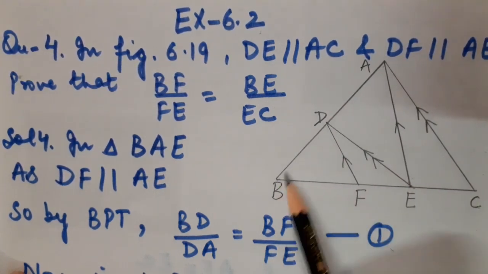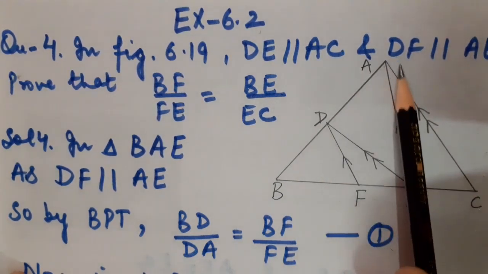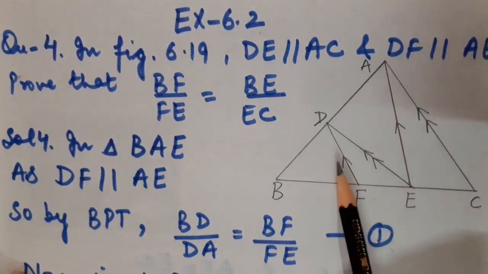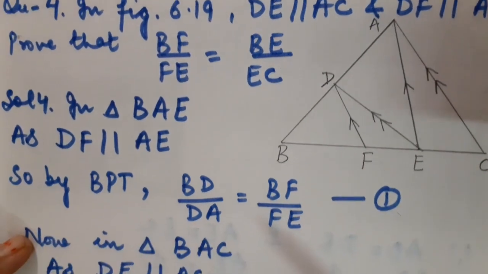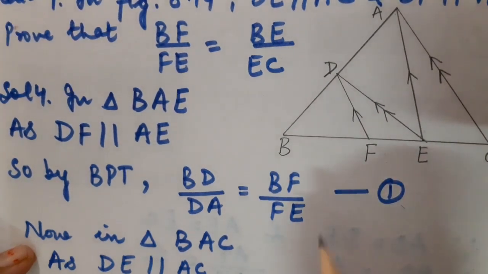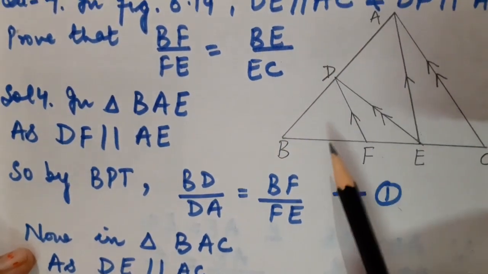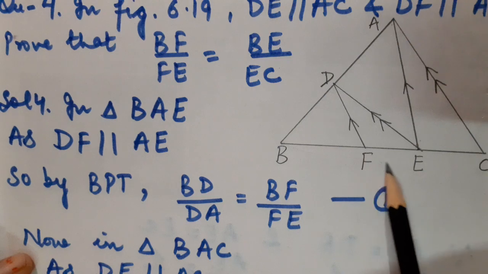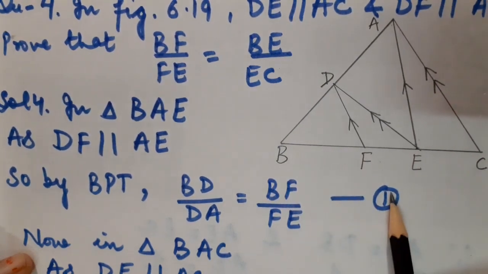In triangle BAE, as we know that DF is parallel to AE, by the basic proportionality theorem, we know that the ratio of the rest of the two sides must be equal. So we can say that BD upon DA is equal to BF upon FE. Right, children? So let us consider this as equation number 1.